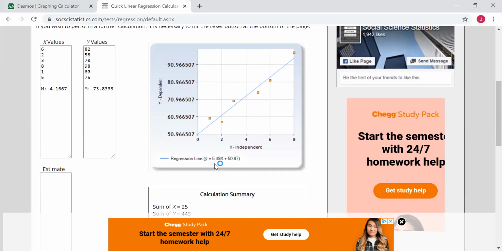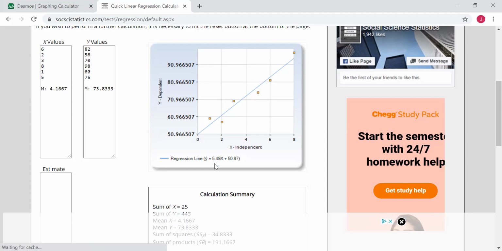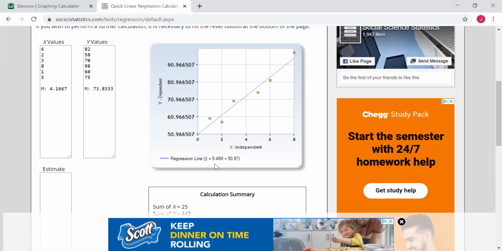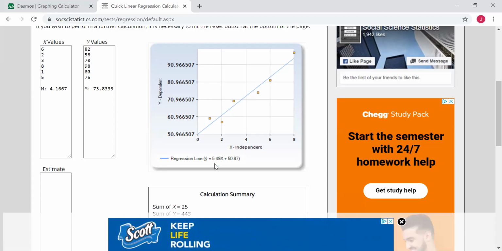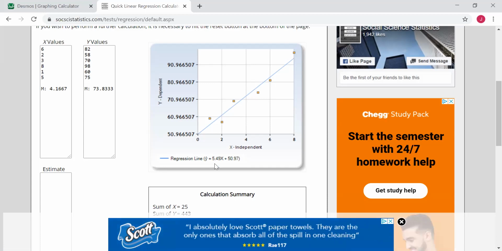5.49x plus 50.97. When you're doing it in your calculator, it'll probably try to say y equals ax plus b, and then it'll tell you what a and b are. Just look at it carefully and you'll see, oh, this one's the slope, this one's the y-intercept. So it's pretty straightforward on how to interpret that.